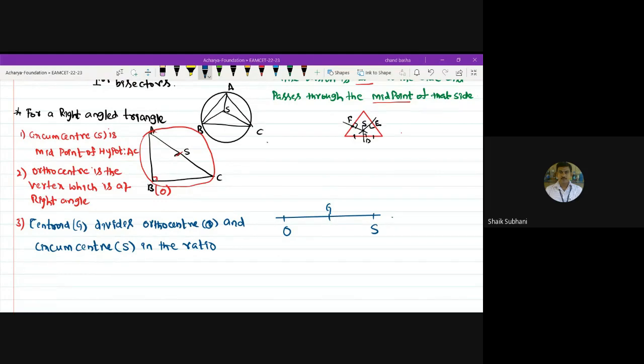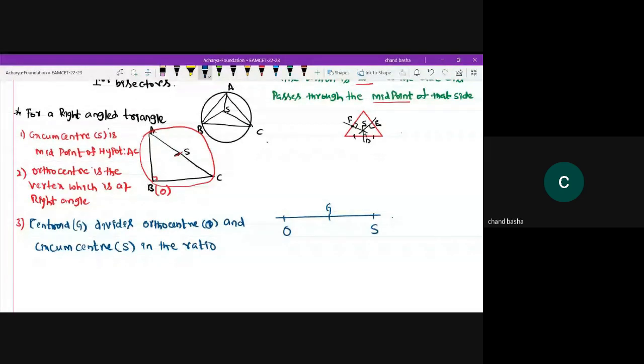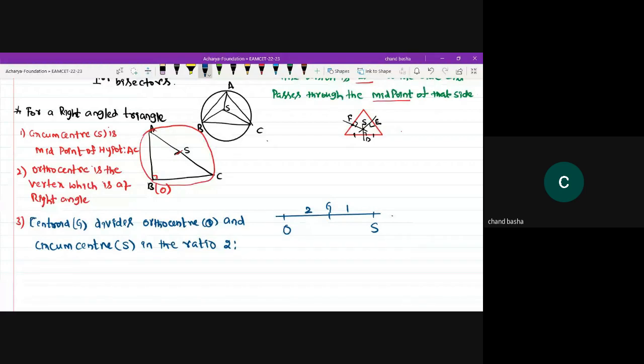1:2, sir. Okay. So remember just one thing: the same ratio that we used for the centroid, 2:1. It is dividing in the ratio 2:1. The centroid divides in the same way, in the ratio 2:1.